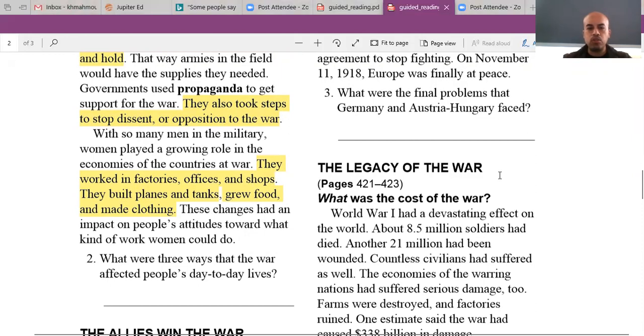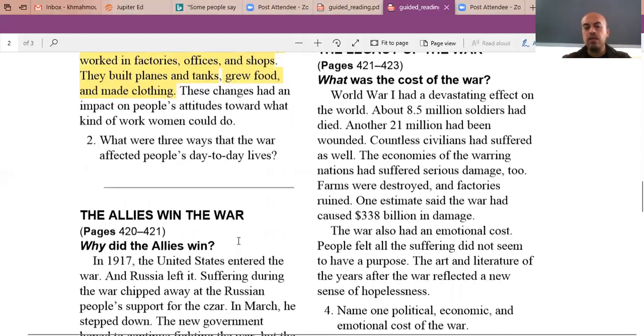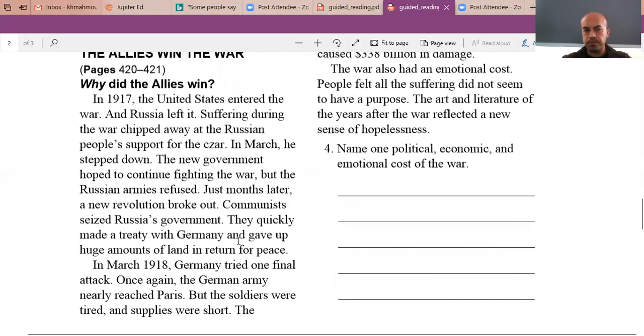Yes, the government limited how much food people could have, and also took steps to stop dissent or the opposition to the war using propaganda. And also the women worked in offices and factories and shops, and they built plane tanks, and they grew food, and they made clothing. This is how the war affected the daily life of European people during the time of the First World War.